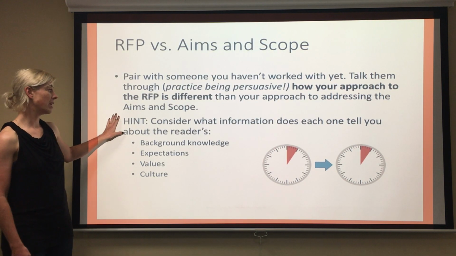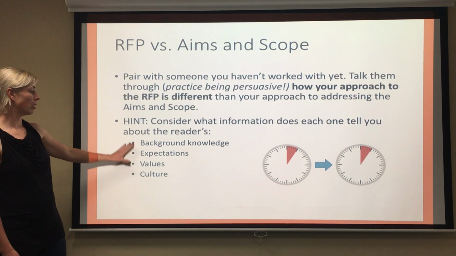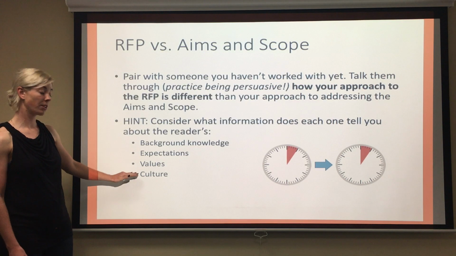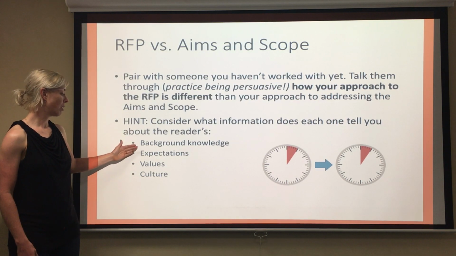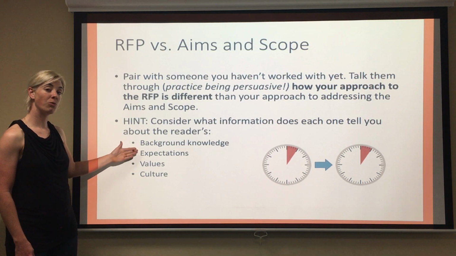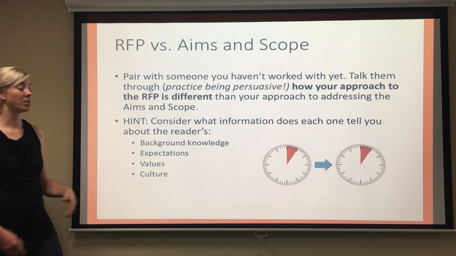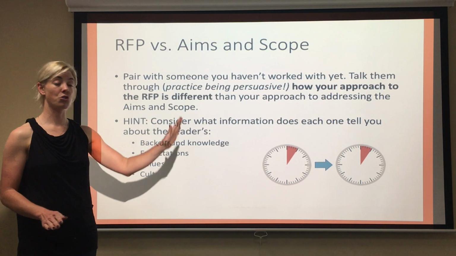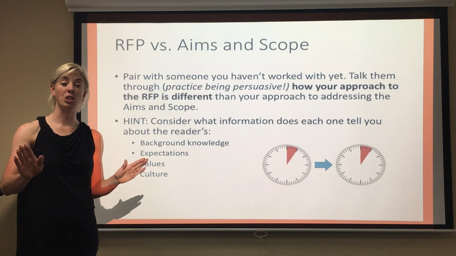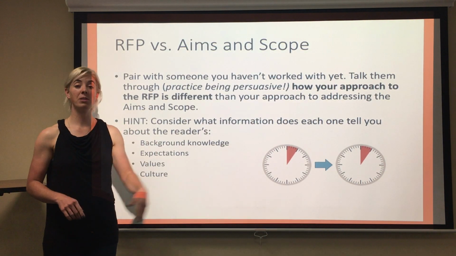And so here are some hints, some guidelines for what information you might be looking for, where things might be different: the background knowledge that your readers are going to require, their expectations of what your text should contain, and the different values and cultures that the reader might share or the organization might share between this journal article and the organization putting out the RFP. All right, so spend a few minutes with each person and then switch.